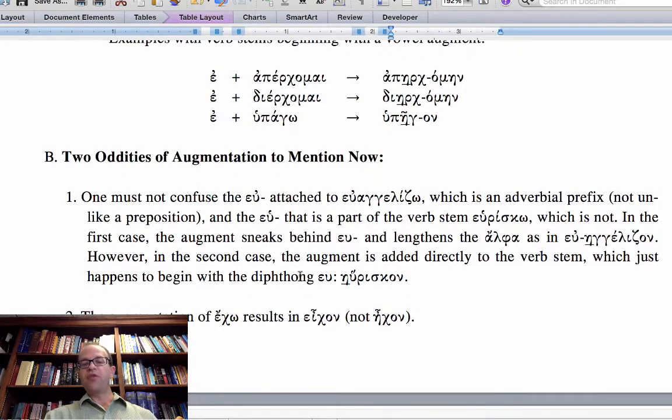One particularly odd formation of augmentation is with the verb echo, which becomes ikon. So rather than lengthening to an eta, the epsilons combine to form a monophthong.